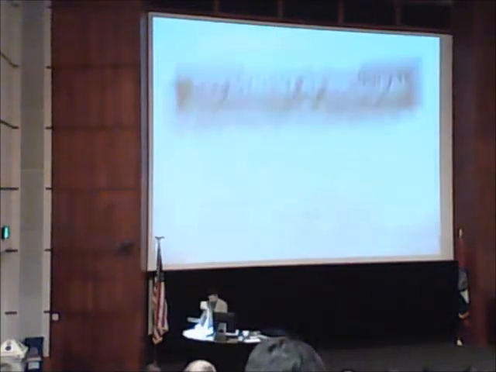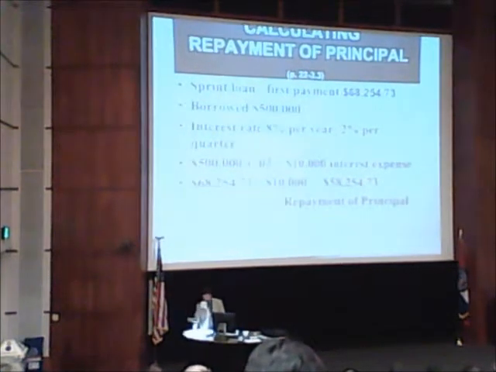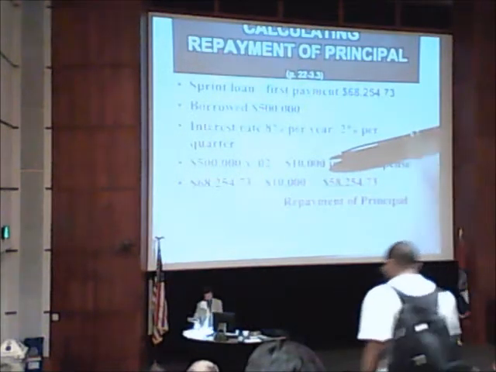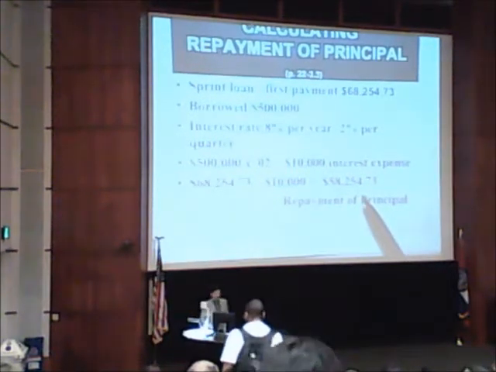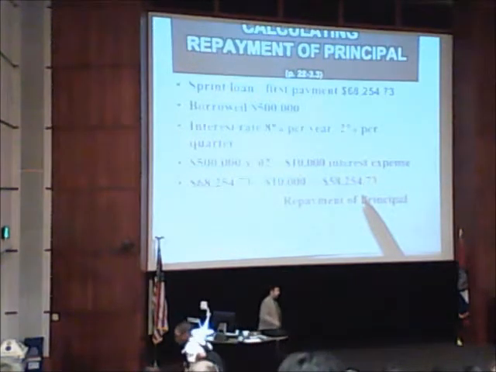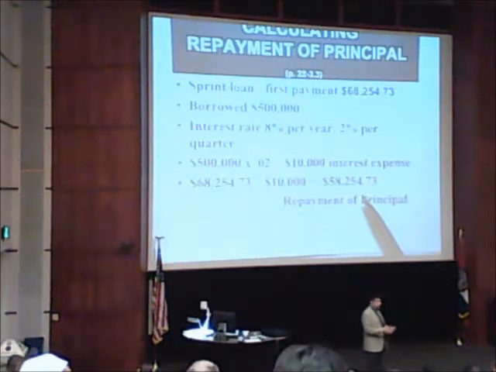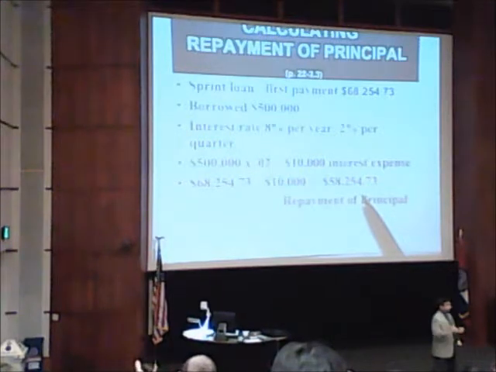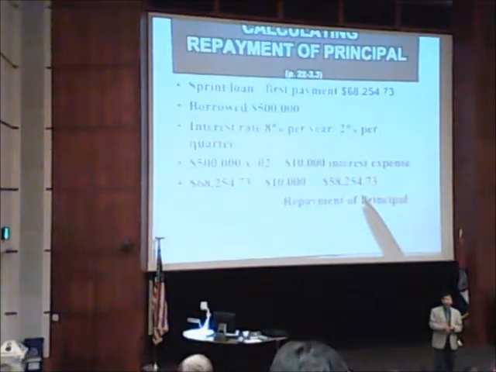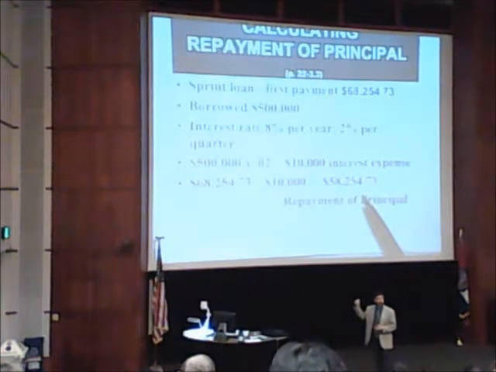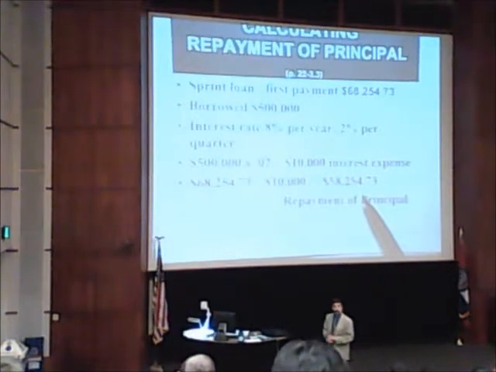To continue on with this particular problem, the very first payment of $68,254, we found out that $10,000 of that was interest expense, and that means the other $58,254.73 is to pay off the loan. If we were to ask you to tell us what accounts are affected and how with the first payment, you would tell us cash goes down by $68,000 and change, interest expense goes up by $10,000, and then the bank loan payable, the liability account, would go down by the difference of $58,000 and some change. Any questions about that?